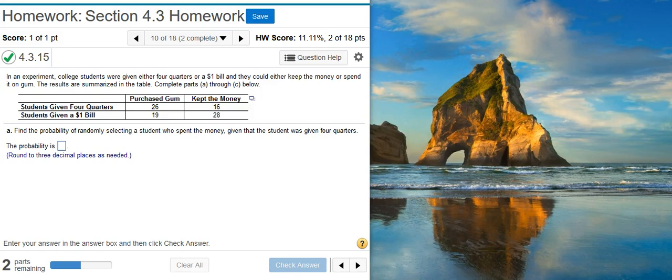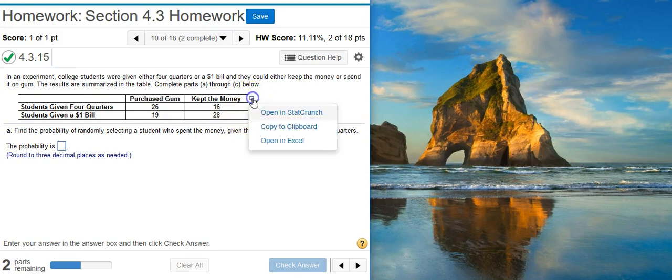Okay, part A asks us to find the probability of randomly selecting a student who spent the money given that the student was given 4 quarters. Conditional probability is calculated by looking at the probability of both events occurring and then dividing that by the probability of just the one event occurring. To do this, we can actually leave our data here in the table. We don't have to dump our data into any third-party software.